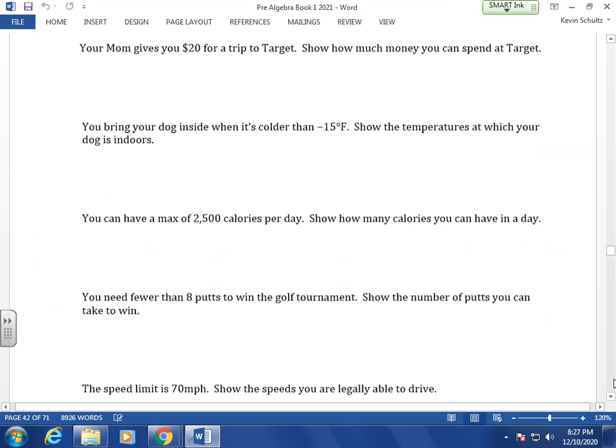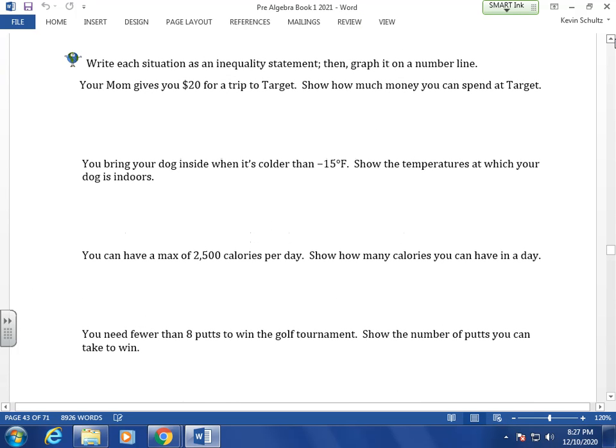Then on page 2, I give you some verbal situations. Your mom gives you $20 for a trip to Target.